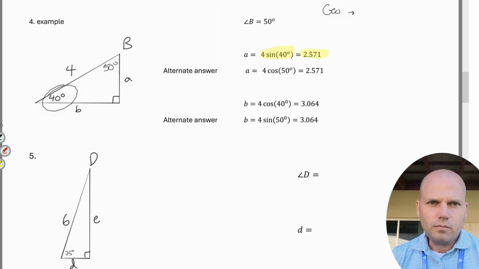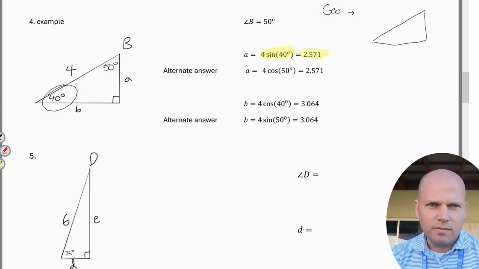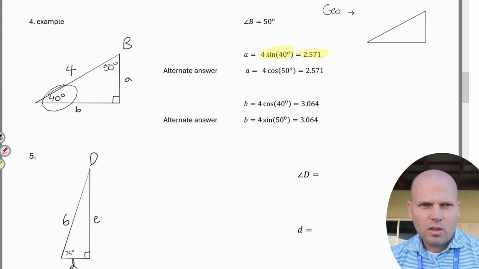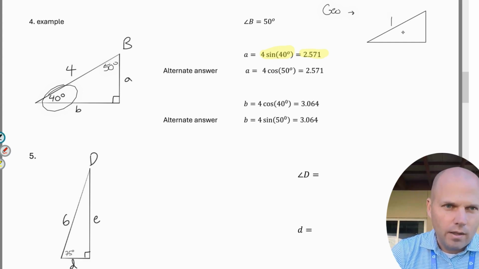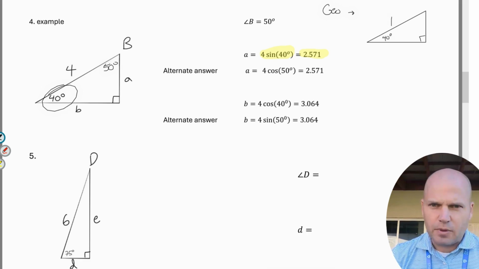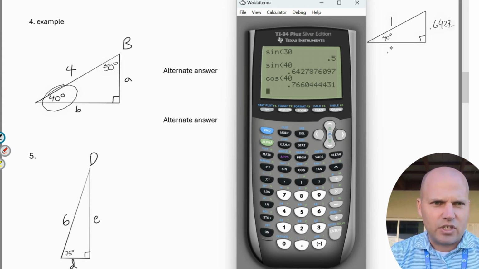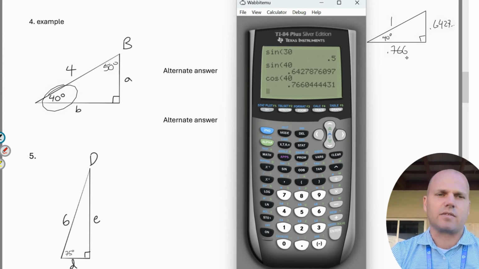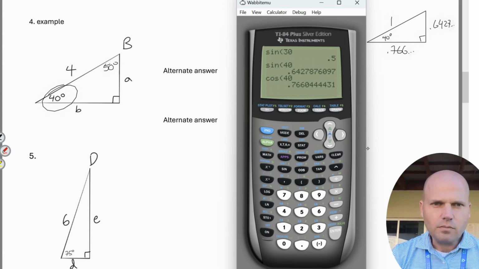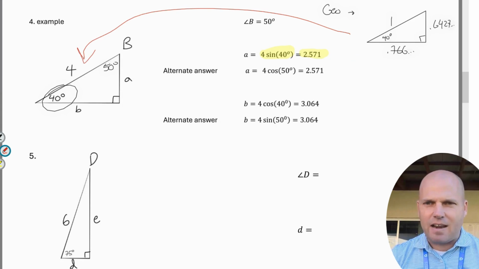Cool. You now have a small triangle with a hypotenuse of 1, whose, make sure you label this correctly, whose opposite side is 0.6427. I'm going to put dots, that way you use the entire decimal, and whose adjacent side is 0.766. Okay, cool. Well, if I wanted to take this and make it that, what would I do?